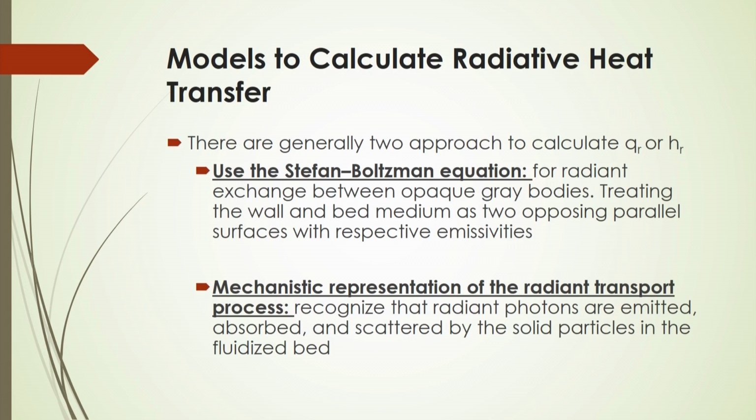In the Stefan-Boltzmann equation, radiant exchange between opaque gray bodies will be considered, treating the wall and bed medium as two opposing parallel surfaces with the respective emissivities, to express the radiant heat transfer rate. In the mechanistic approach, radiant photons are emitted, absorbed and scattered by the solid particles in the fluidized bed, because of which there will be a radiant heat transfer, and this mechanism is considered in the mechanistic approach.